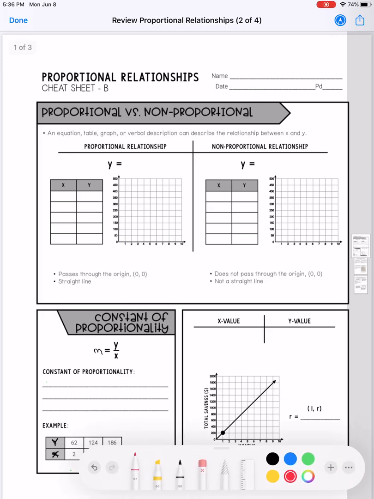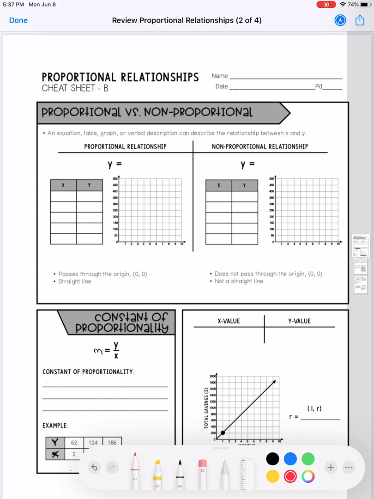Okay, we're going to review proportional relationships. This is a really important unit for before you go into 8th grade. So if it's something you were kind of weak on or you kind of forgot, definitely watch this video twice.